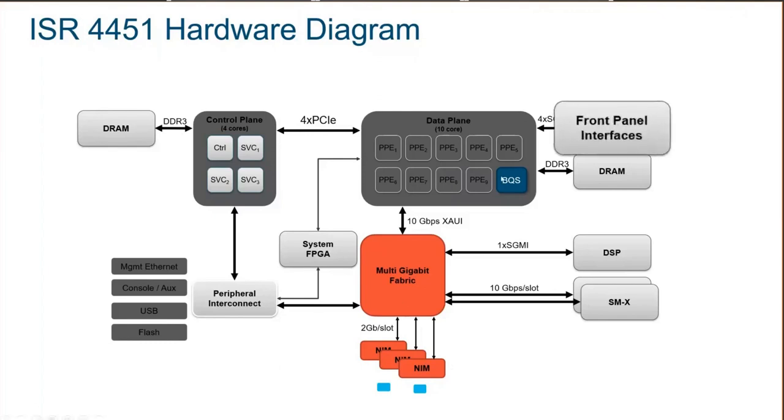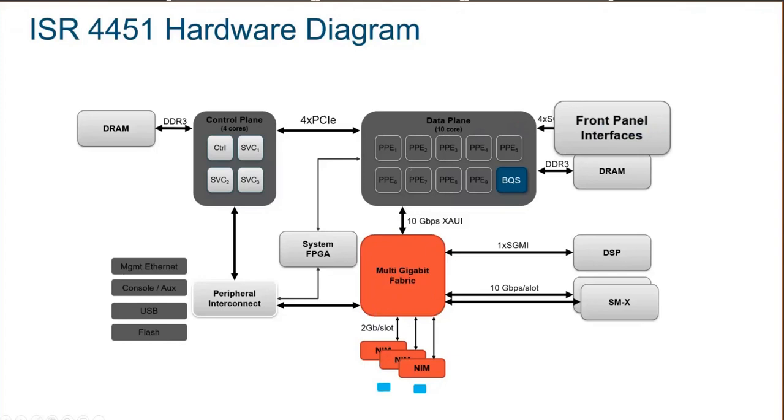But the multi-gigabit fabric won't come into the picture when we have traffic on the front panel, because the front panel interfaces, the built-in interfaces as we call them, are not directly connected with the multi-gigabit fabric. So it has to come through the data plane and then be switched across to the corresponding NIM card. So if you receive a packet from a NIM and it has to be sent out of a front panel interface, it has to traverse the data plane. That will eventually affect the throughput; the data plane throughput will be limited, so the throughput will be hindered.